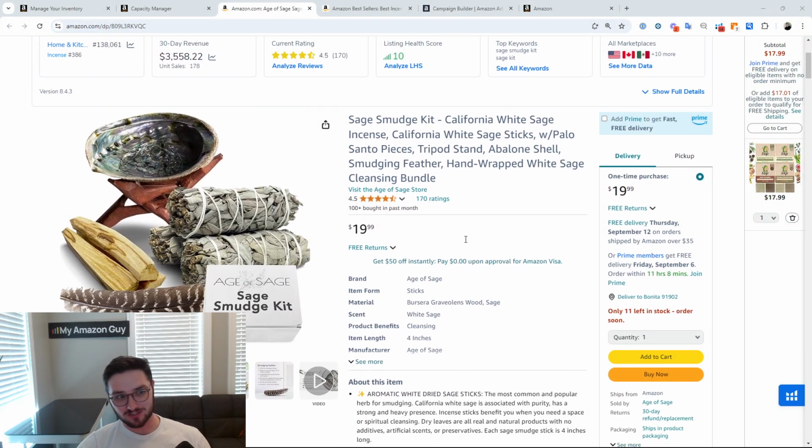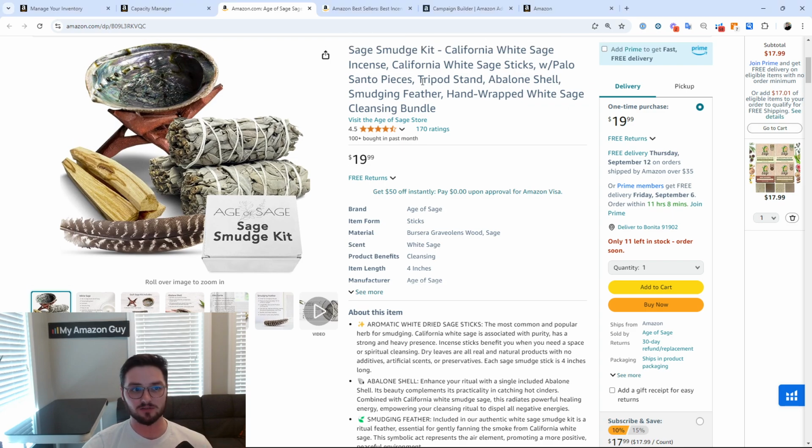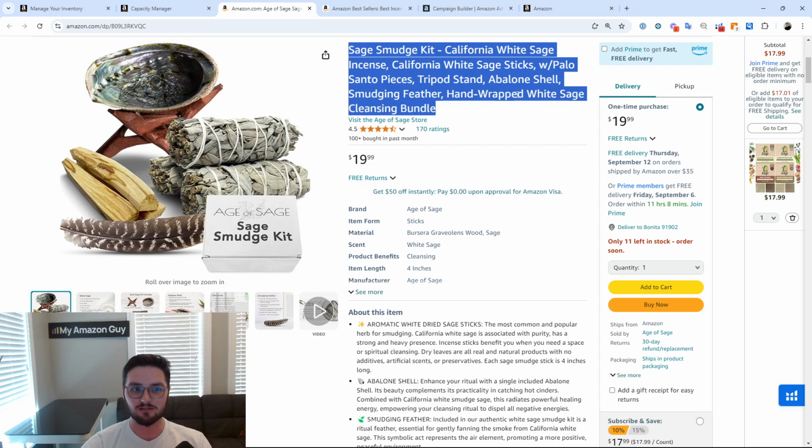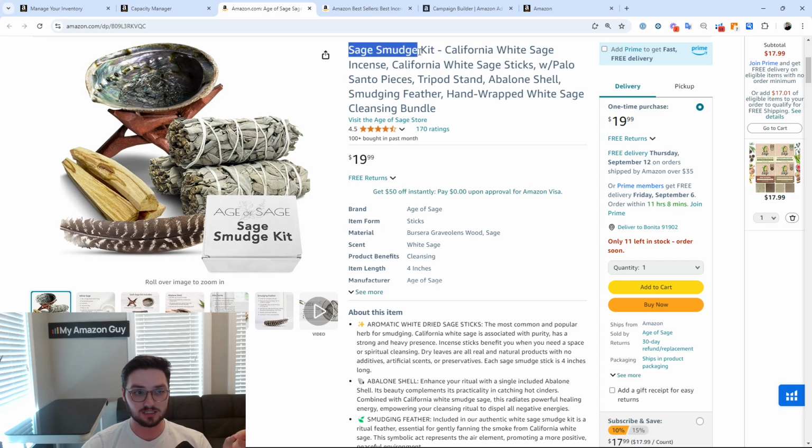Now, on that note as well, we're going to come to the actual listing. And this is the best part. Make sure when you finally are launching your product to have a well put together, well thought out listing. Quite a few things you need to think of here. First and foremost, we'll talk about title. You should always, always, always have your title put together in a very good way. In this case, we have Sage Smudge Kit right there.